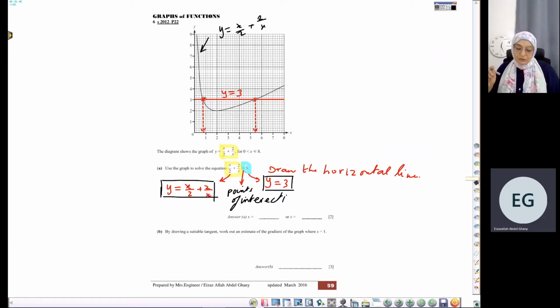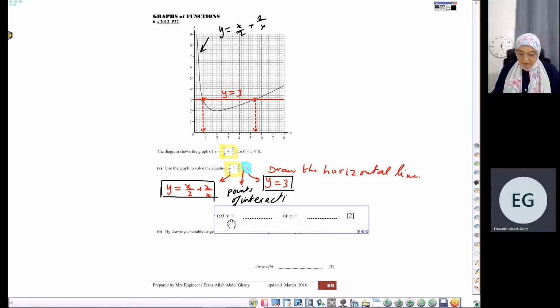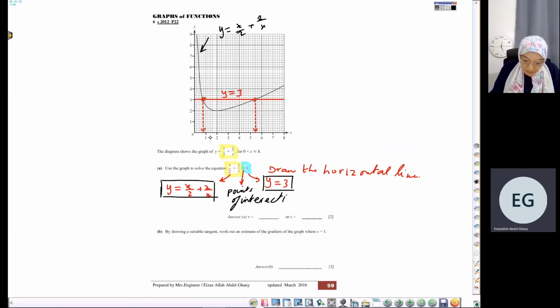But we don't need y because he said solve, find the value of x. Here he is concerned only with x equals something or x equals something. Just read them and please take care of the scale. This is 1 block before 1, so it will be 0.8. And this is 2 blocks after the 5, so it means 5.2, 5.4.